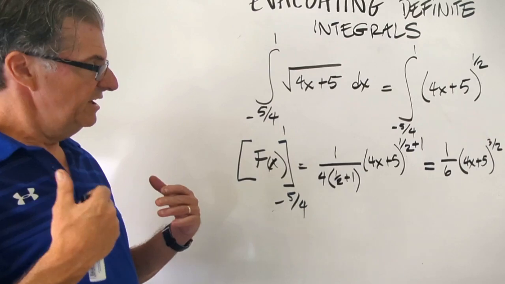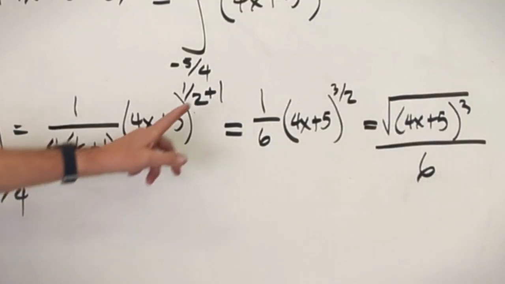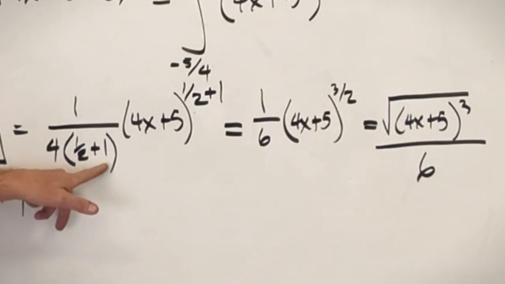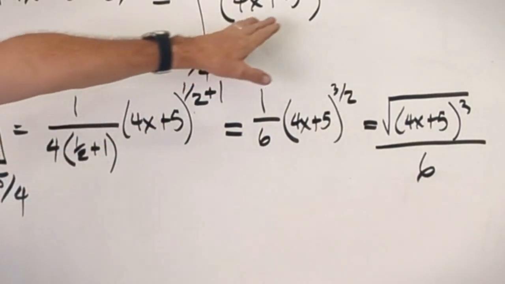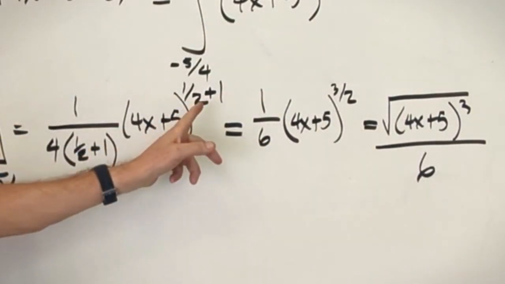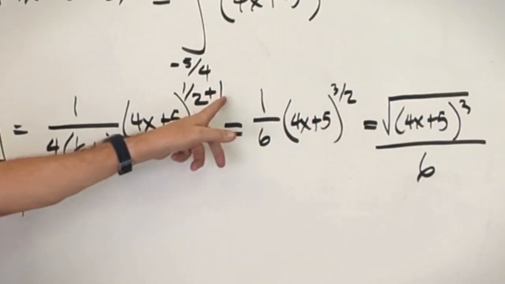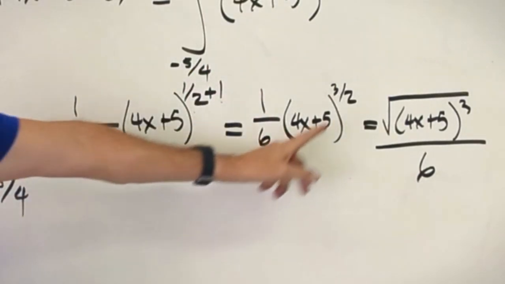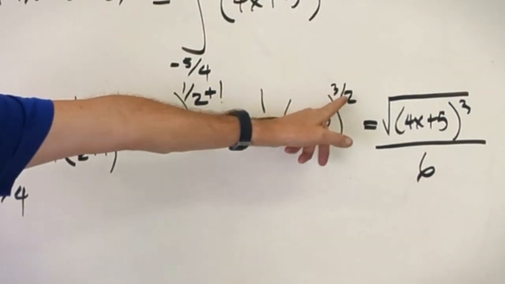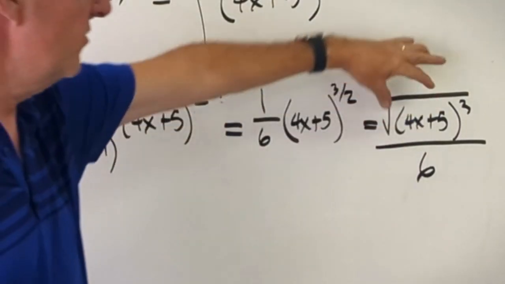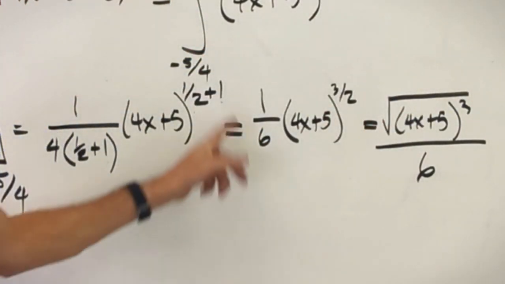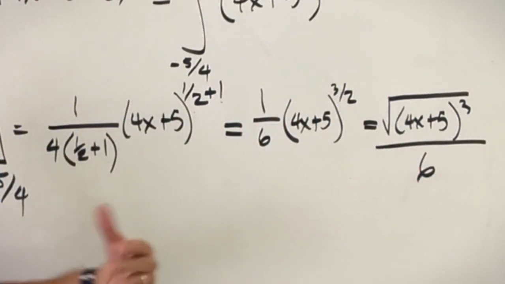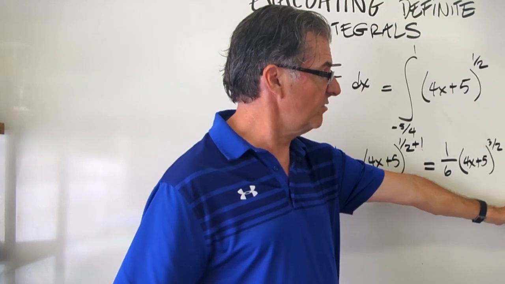Okay, so here's how that works. Here's my straight up plug-in step. I just did my a times my n plus 1. Here's the inside part of my function raised to the n plus 1 power. Simplify that on down. This little fraction becomes 1/6. That's 3/2. The 3/2 power is the same as the square root of the thing to the third power. And then I just put that over 6 instead of multiplied by 1/6. So there's my simplified integral.